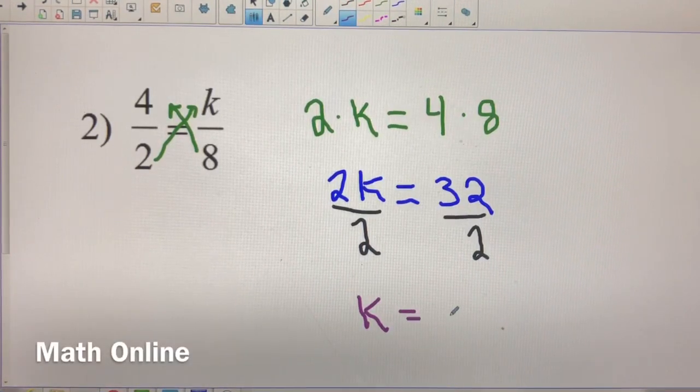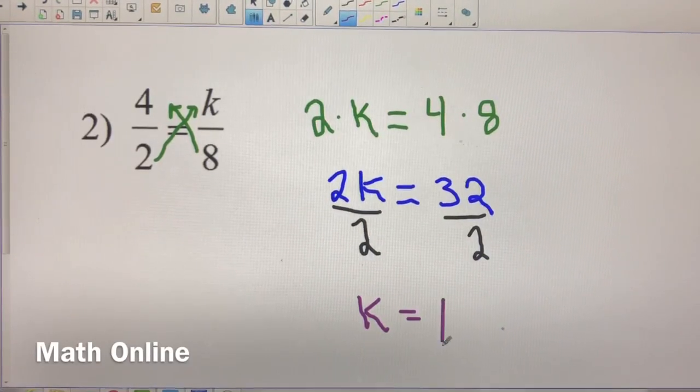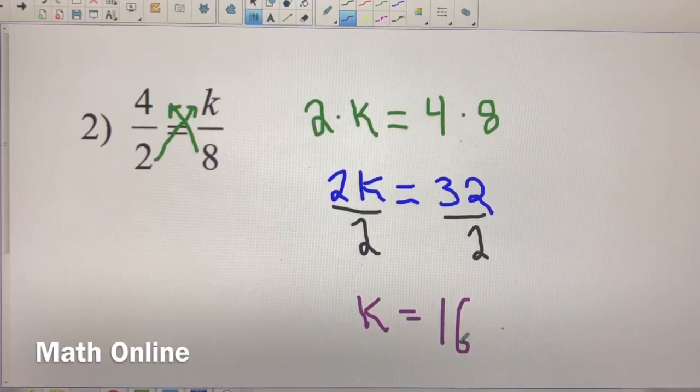Remember, you can do this in your calculator. You don't have to do it in your head. Use your calculator. So 2 over 2 just becomes 1, so you're left with k. And 2 goes into 32 how many times? And everyone should be saying 16, right? And that's pretty much it.